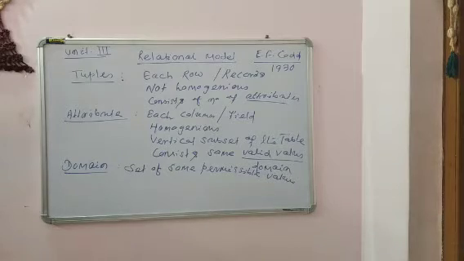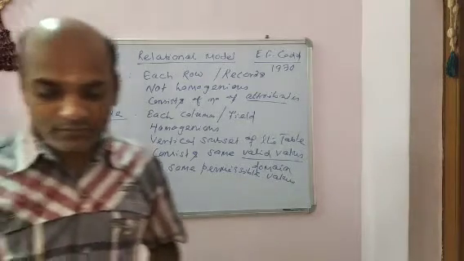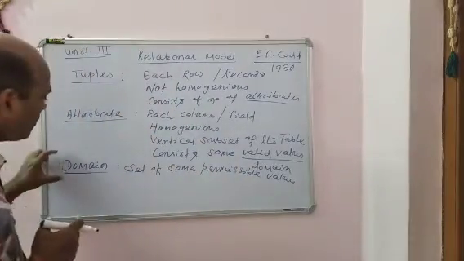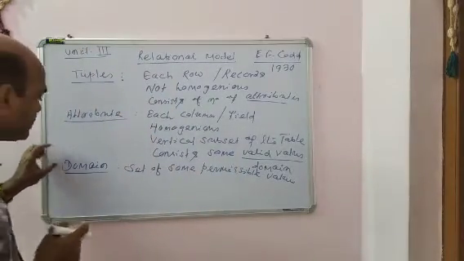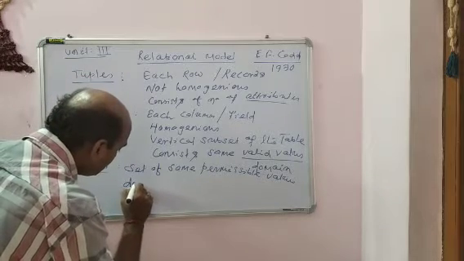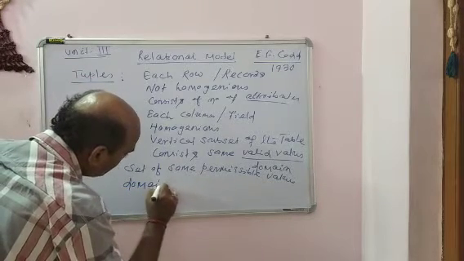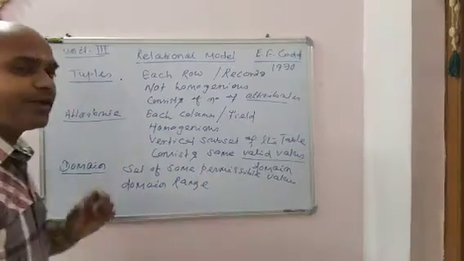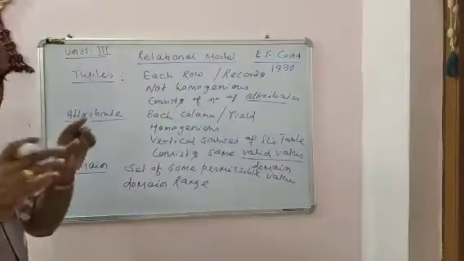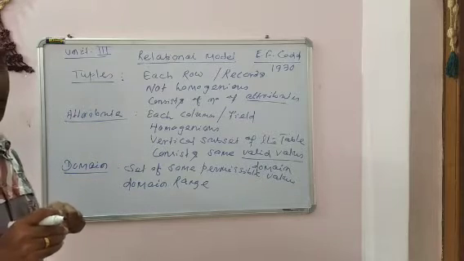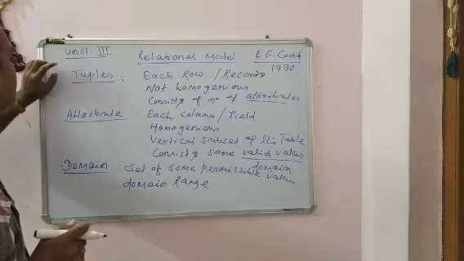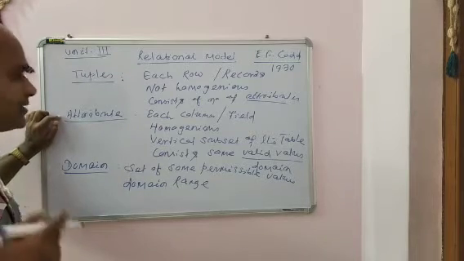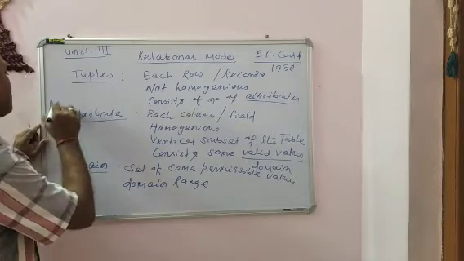And every attribute in a table has a specific domain, that is the domain range. There must be a domain range. For example, suppose I am considering an employee database. The table is the employee database, and suppose age is the attribute.